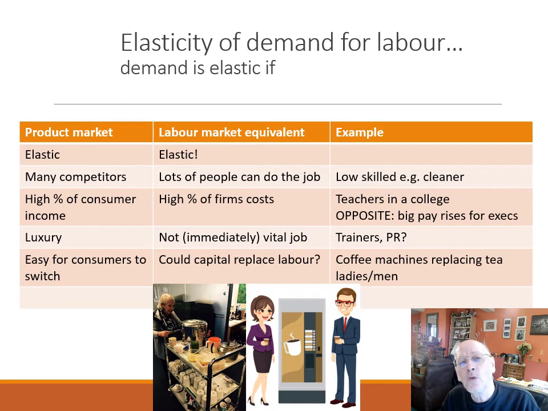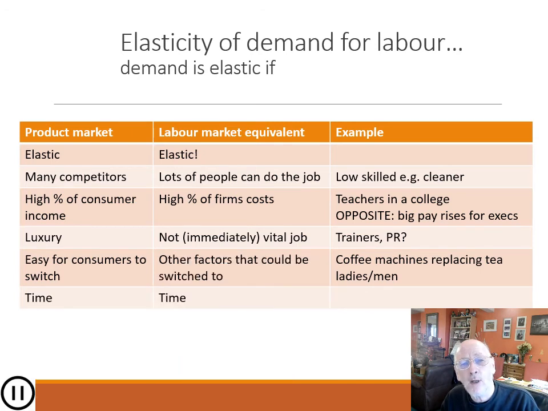Other examples would be things like word processors replacing typists, and spreadsheets being used to replace a number of accountants. Accountants used to be basically number crunchers. Now they're number analyzers because of that. And the final factor in the product market is time. The longer you've got, the more you can change the products you buy. Same's true in the labour market. Could be a good place to pause.